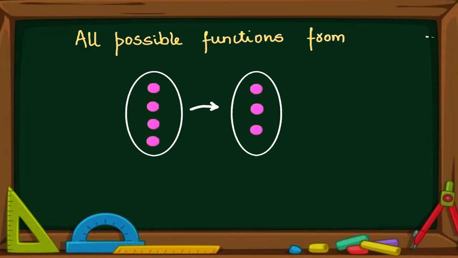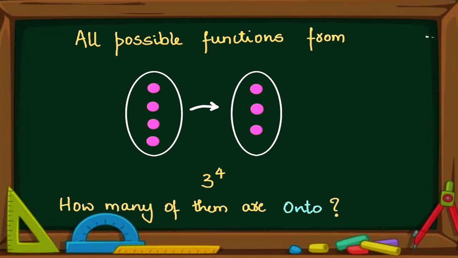Let's get started. Consider all possible functions from 4 elements to 3 elements. How many possible functions can you think of? We discussed this. It is 3 to the power of 4. All possible functions, right? So now, count how many of them are onto. By onto, we mean all those functions where no element in the codomain is left out, right?